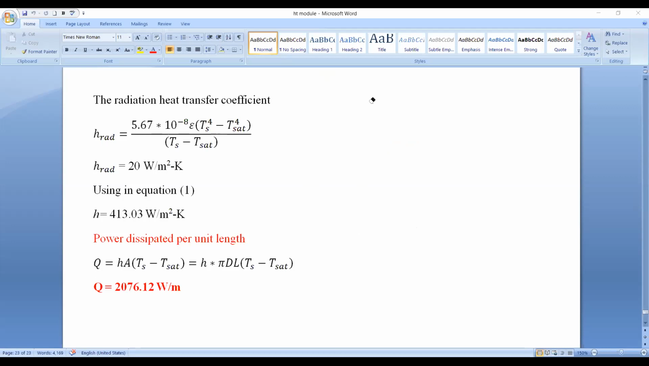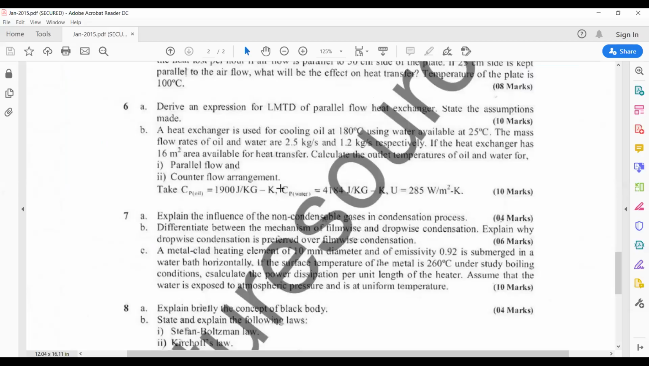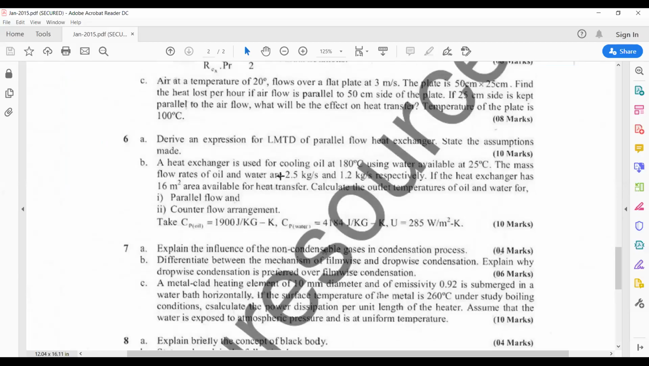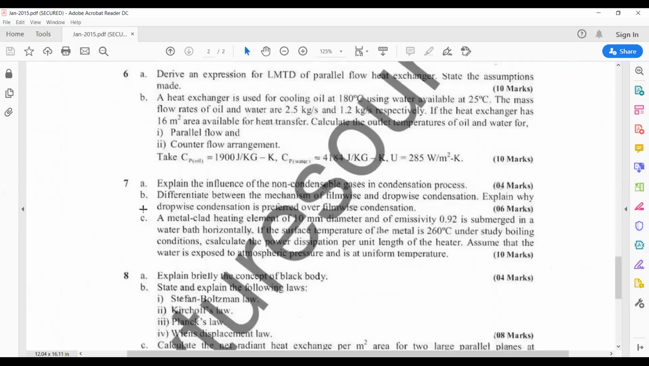So here you can find the same question. He has not even changed the data. It was asked in the year 2015 in the VTU examination. A metal clad heating element of 10 mm diameter and emissivity of 0.92 submerged, the same is given. Here also we need to calculate the power dissipated per unit length of the heater. I hope this is clear.